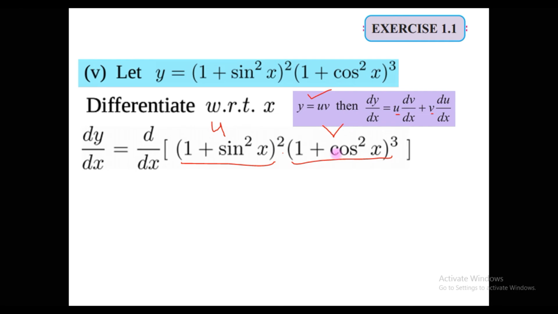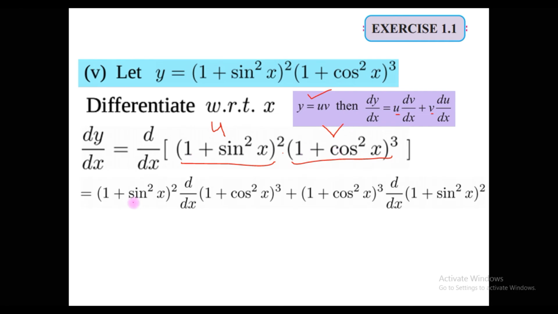Okay, so let's do one by one. So this is u into derivative of v, this is a v, plus v into derivative of u.